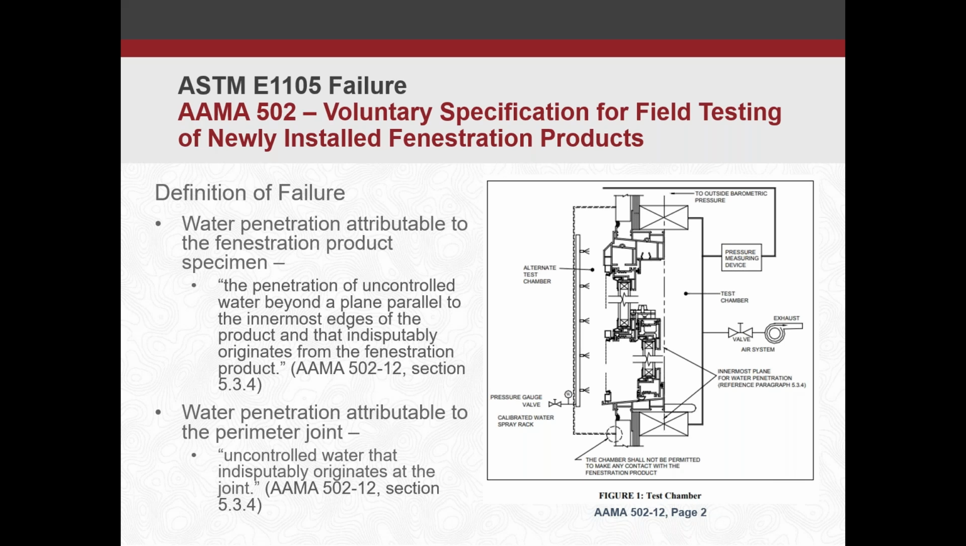They also have water penetration attributable to the perimeter joint. That's the other type of failure. And that's uncontrolled water that indisputably originates at the joint. So in the image to the right, it's a cross section of a window unit installed into a wall. And you can see here, this would be our negative air chamber. And you have a spray rack attached to the outside face.